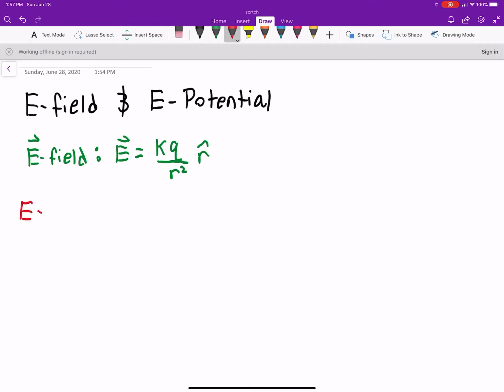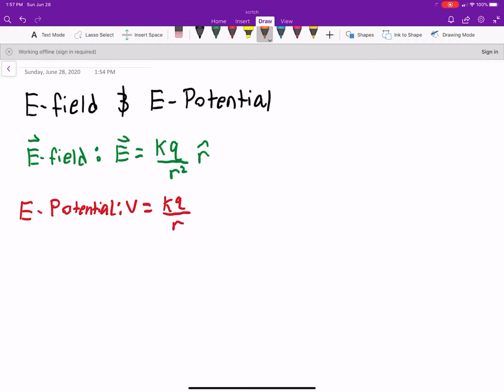There's also electric potential. And we usually denote that as V, and it looks very similar. It's K, Q, but it's just over r, and it's a scalar. It's not a vector. So there's no unit vector associated with it.